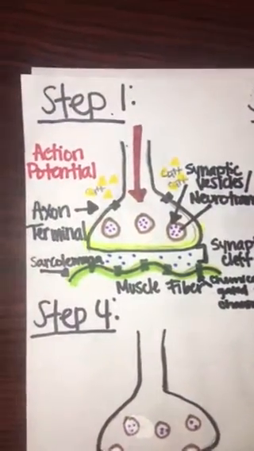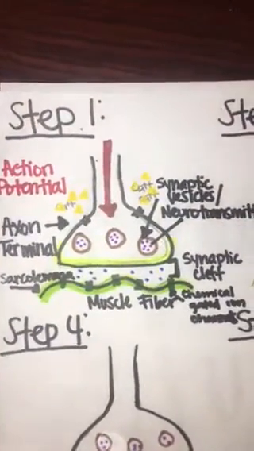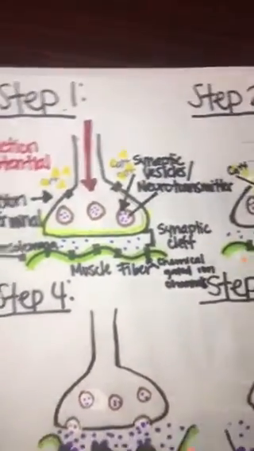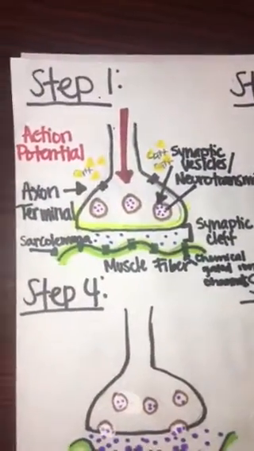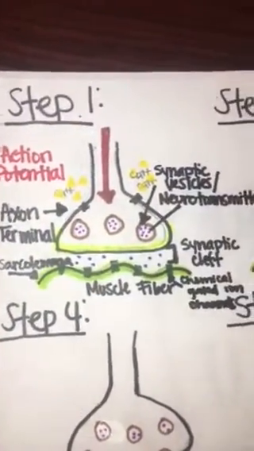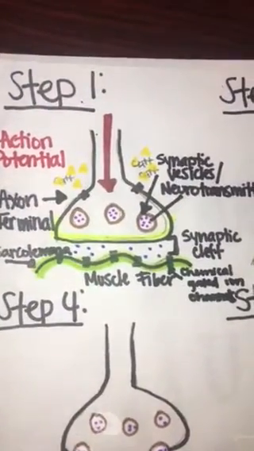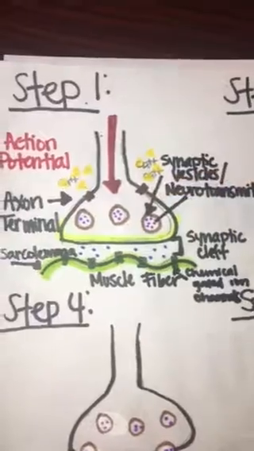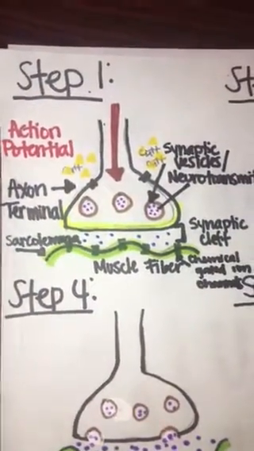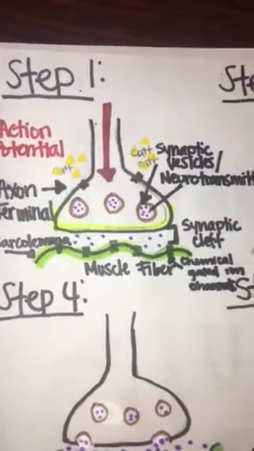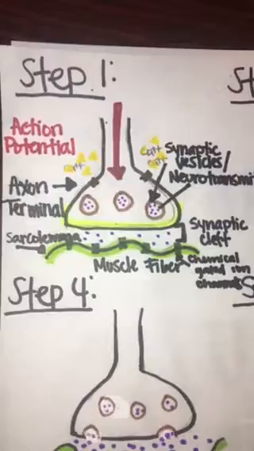The first structure is called the synaptic vesicles. The synaptic vesicles are filled with neurotransmitters. A neurotransmitter is a chemical messenger. Also at the axon terminal, you will find voltage-gated calcium ion channels. Voltage-gated calcium ion channels open in response to an action potential. Surrounding the axon terminal, you will find free-floating calcium ions.